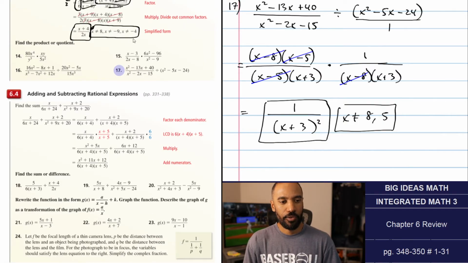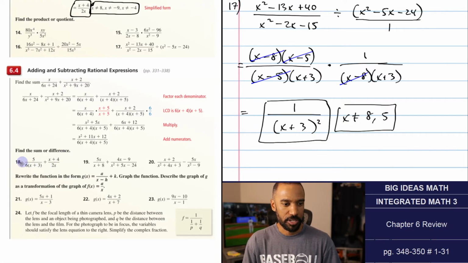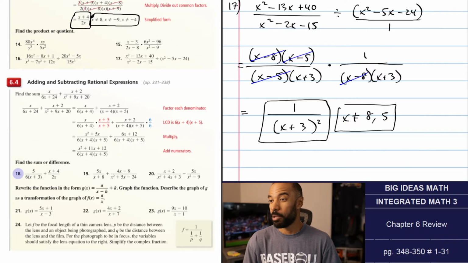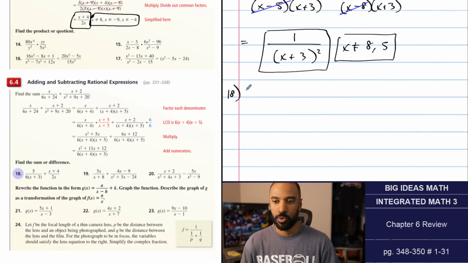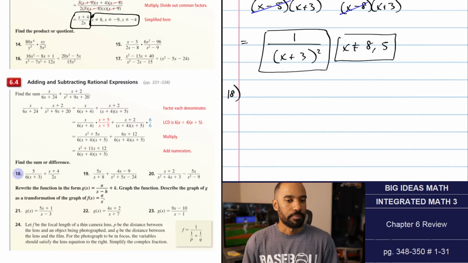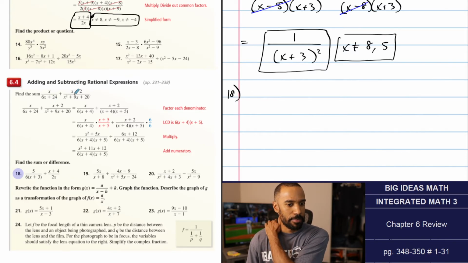All right, section 6.4 is on adding and subtracting rational expressions. Seems easier than multiplying and dividing, but unfortunately it's not, because now you have to seek common denominators and work off that, which requires some multiplication or division sometimes. Okay, or multiplication rather. Find the sum of these two things here.